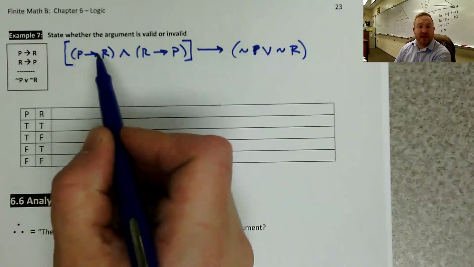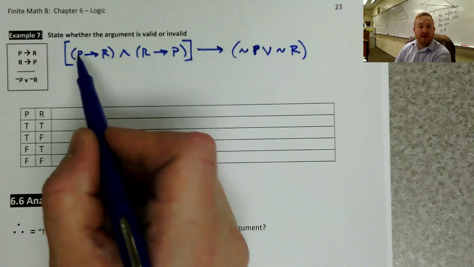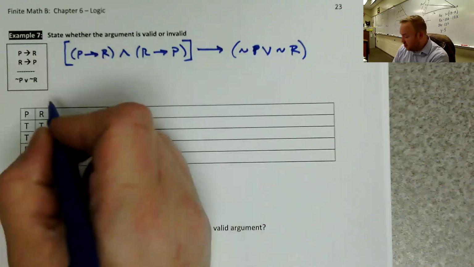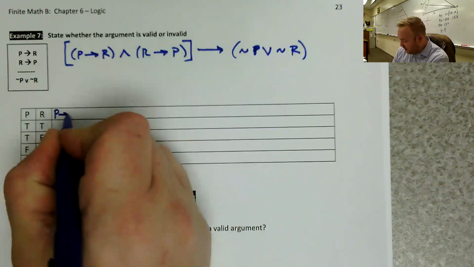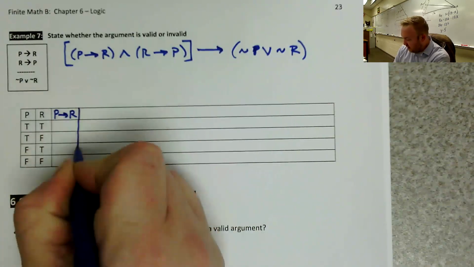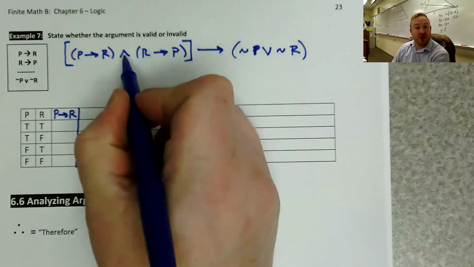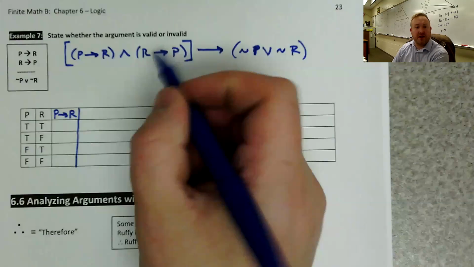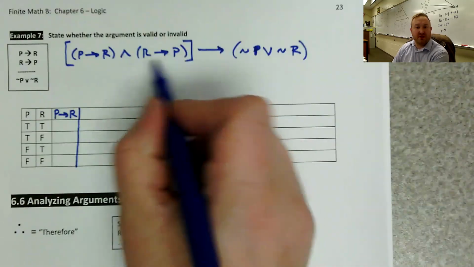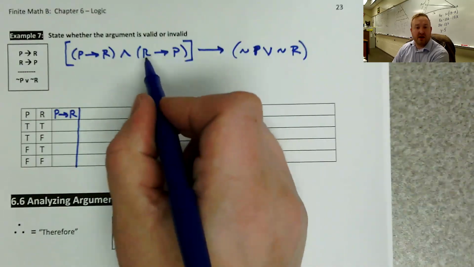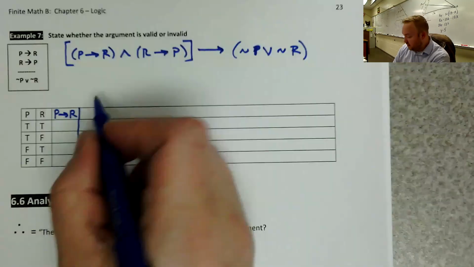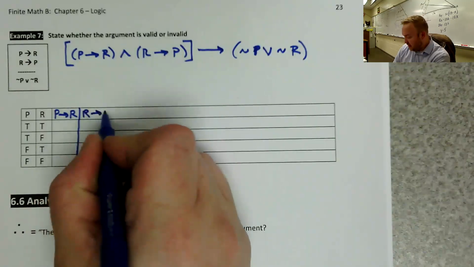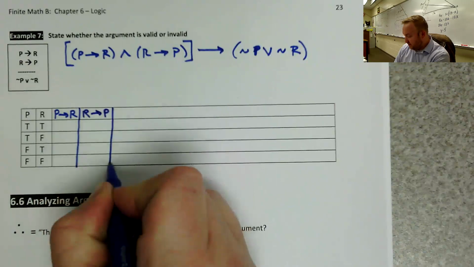I've got P implies R. I have a P column. I have an R column. So I can go ahead and have a P implies R column. Okay, then I have a conjunction and I have a column for what's on the left side of the conjunction, but I need a column for what's on the right side of the conjunction. So I need an R implies P column. So we'll do that. R implies P. We'll have a column for that one.